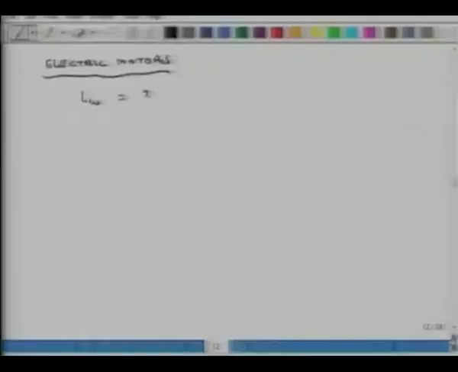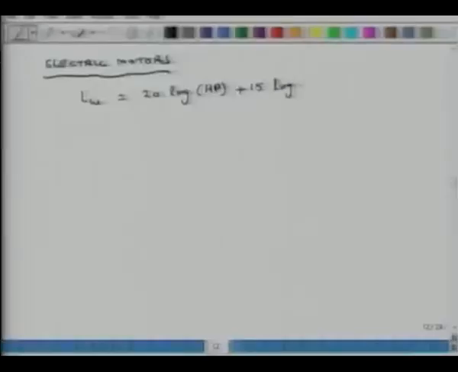Electric motors. This is just to give you a flavor that depending on which type of machinery or components you have, you have to figure out what the noise signatures of different components are. So for this, LW is 20 log of power, but we express power in horsepowers because most of the motors are rated in horsepowers, plus 15 log N, where N is the RPM, plus Km. Typically this Km is provided by the manufacturer or it is quite often used as 13 decibels.